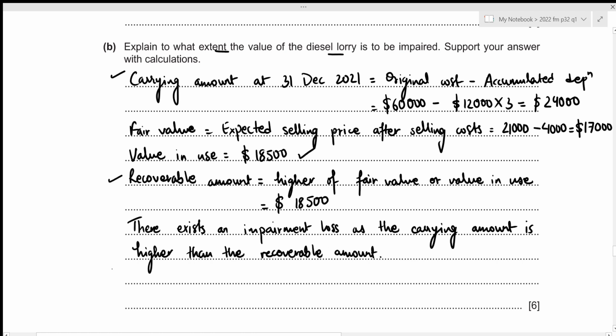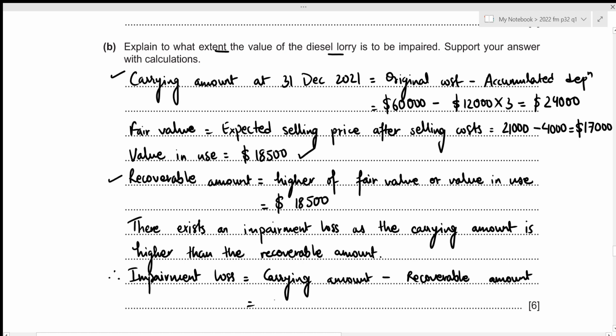Let's figure out our impairment loss. That is just going to be the difference between carrying amount and the recoverable amount. Carrying amount was 24,000, whereas the recoverable amount was 18,500, and this leads to an impairment loss of 5,500. This concludes the second part of this question. We can now move towards the third one.